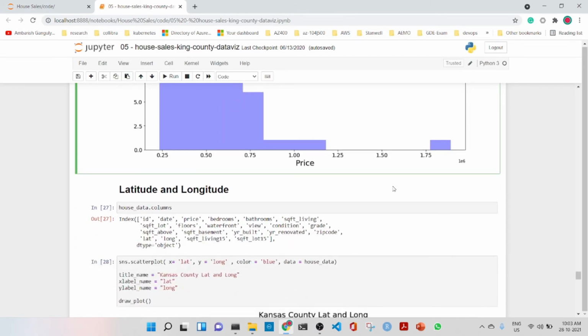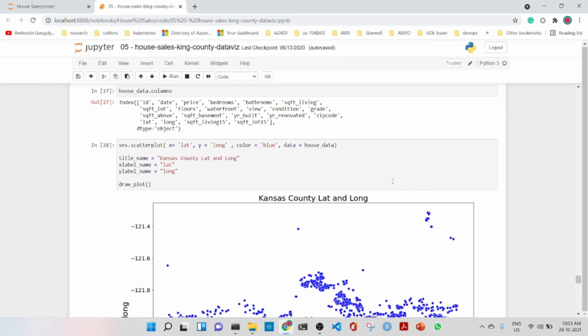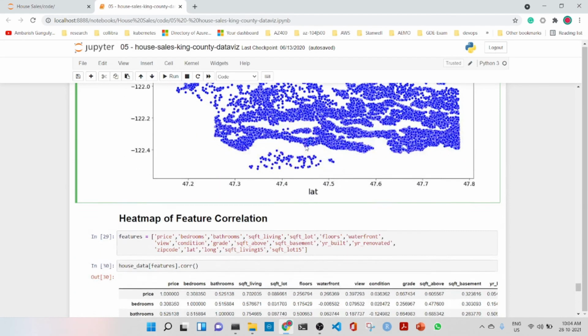So here we can also plot the latitude and the longitude, and a good way of doing it is doing it in a scatter plot. X is latitude, Y is longitude, and we can get the scatter plot.